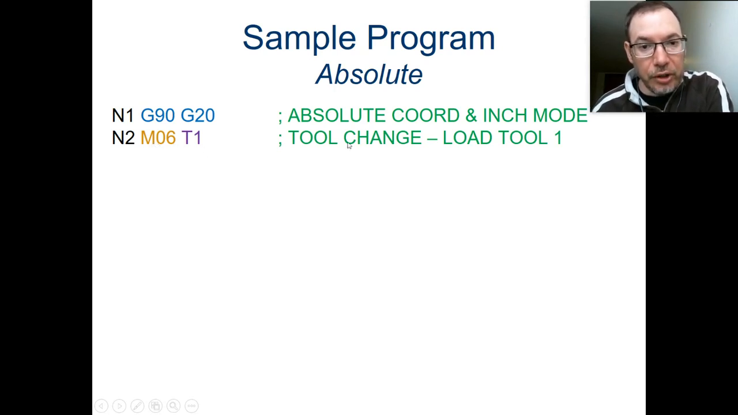Okay, so first thing we're going to do is use our M06 code. M06 is just the tool change code. That's what it's doing. And then T1 says we're going to load tool 1, and of course, we'd have to know what tool 1 is. In this case, tool 1 is, I think, a 1/8 inch bit that we have in there.